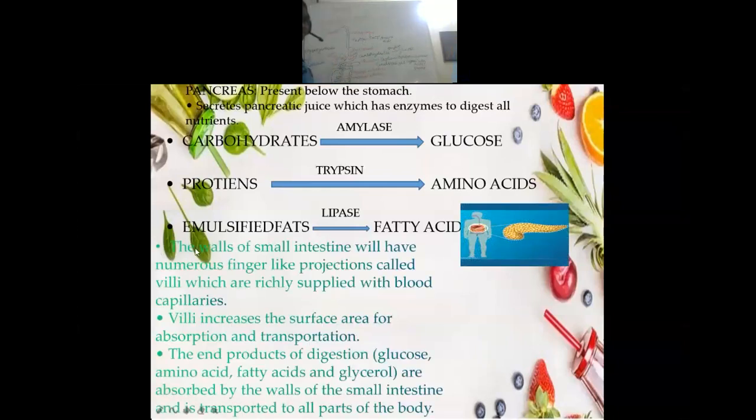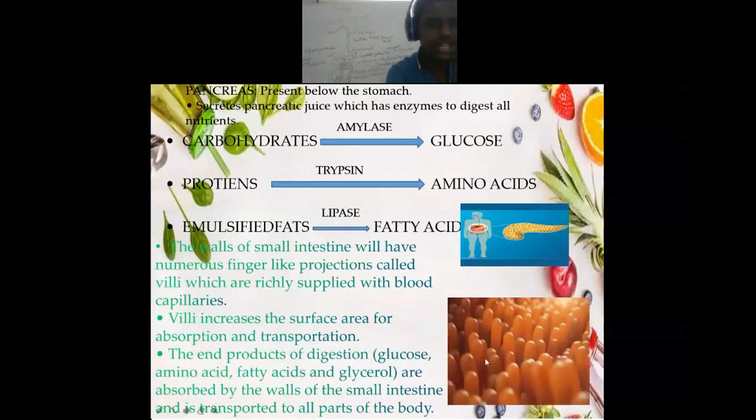Then coming again to villi. The walls of the small intestine have finger-like projections which are called villi. Now here you can see the image of villi. These are filled with blood capillaries. Villi increase the surface area for absorption and transportation.